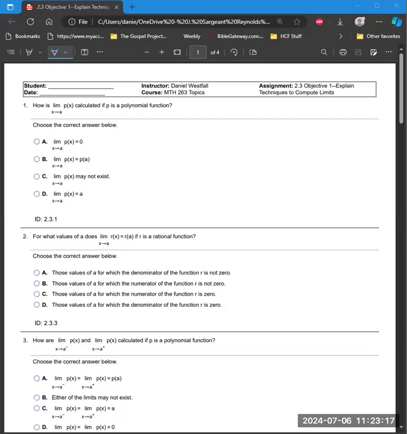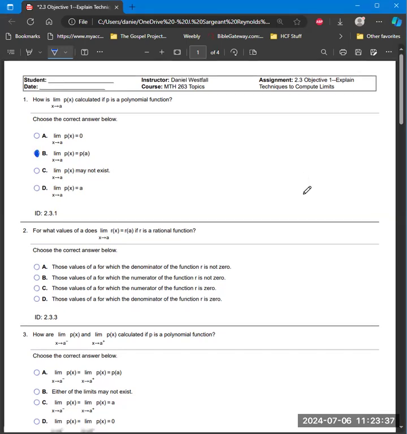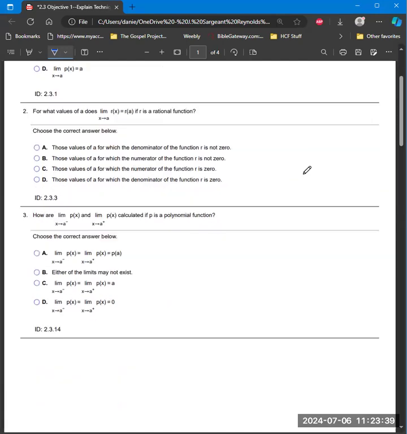In this video, we're going to talk about 2.3 Objective 1, where we explain techniques to compute limits. How is the limit as x approaches a of p of x calculated if p is a polynomial function? Just going to evaluate p of a, which is b. We'll explain more about why that is later when we talk about the concept of continuity.